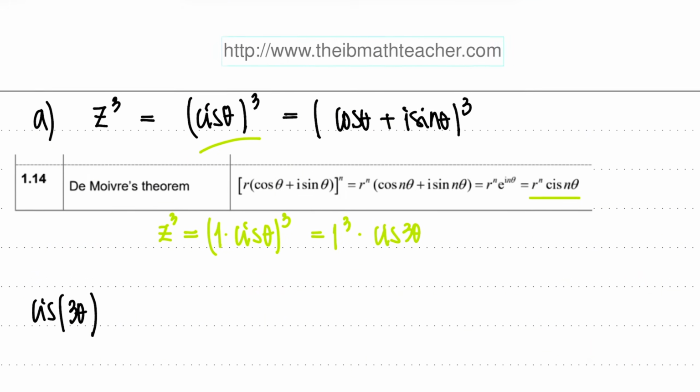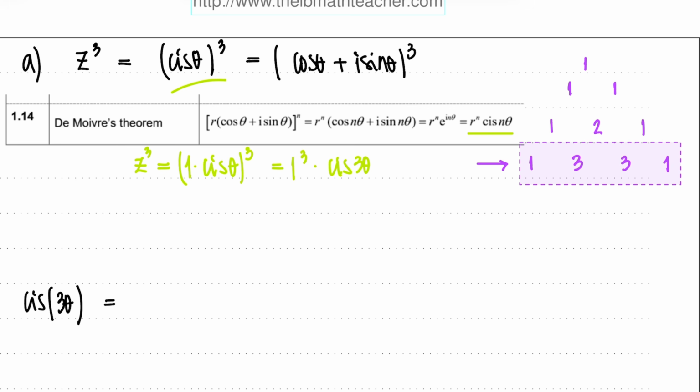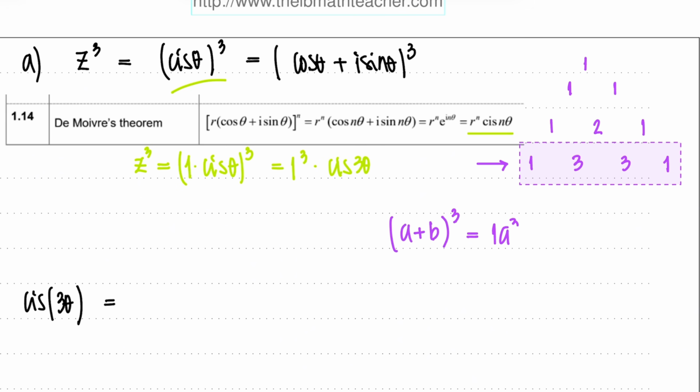Now, on the right-hand side, we have a binomial expansion. And to do that, it is convenient that you remember Pascal's triangle up to the 3rd row, which is this right here, 1, 3, 3, 1. When you're expanding (a plus b) cubed, a and b just as placeholders for this expansion, we have 1a cubed plus 3a squared b plus 3ab squared plus b cubed.